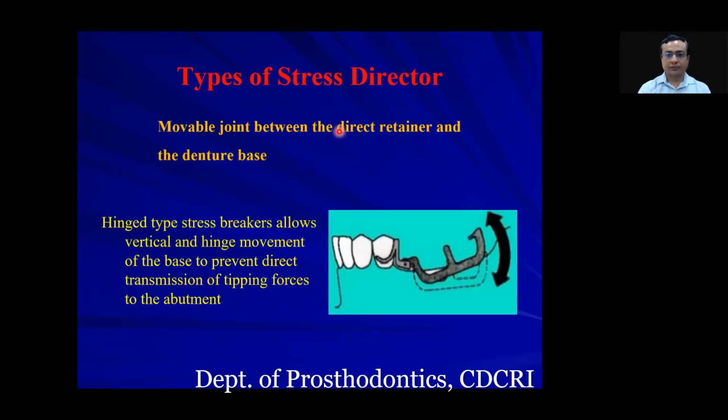So the first type of stress director is the stress director with the movable joint. An illustration is given here. So this is the denture base.